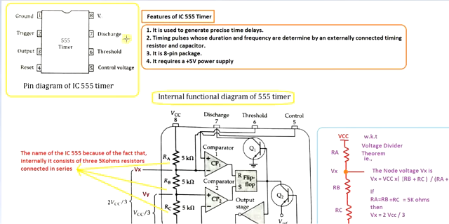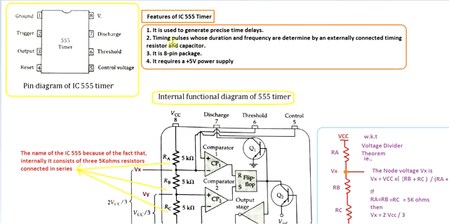What are the features of the IC timer? Why is it important? Why the name 555 timer? All this we are going to try to understand by looking at the features of the IC 555 timer. What is the purpose of this IC? Mainly it is used to generate a precise time delay. That means by using the 555 timer I can generate a required amount of delay. So that's the first feature of the 555 timer.